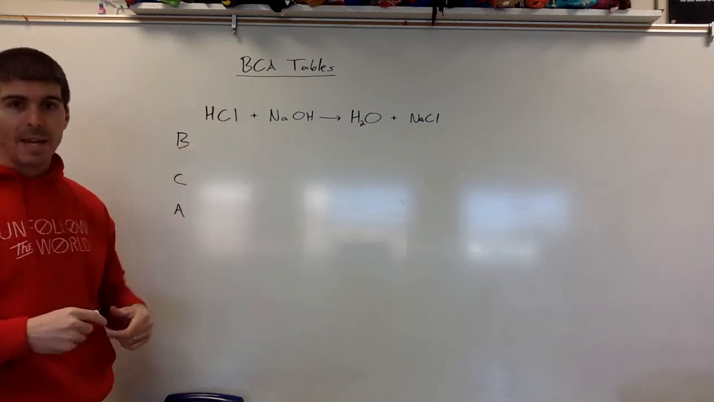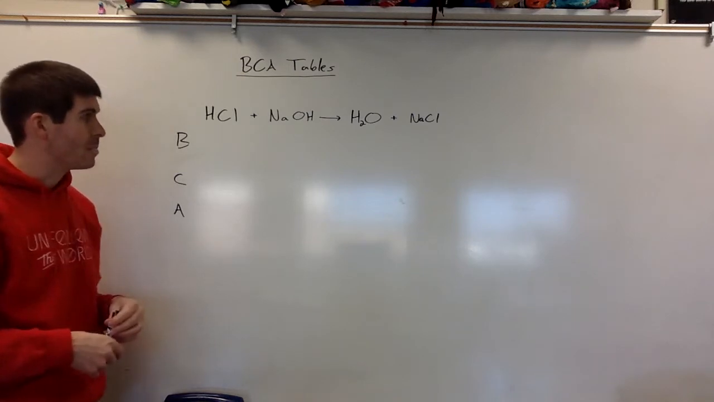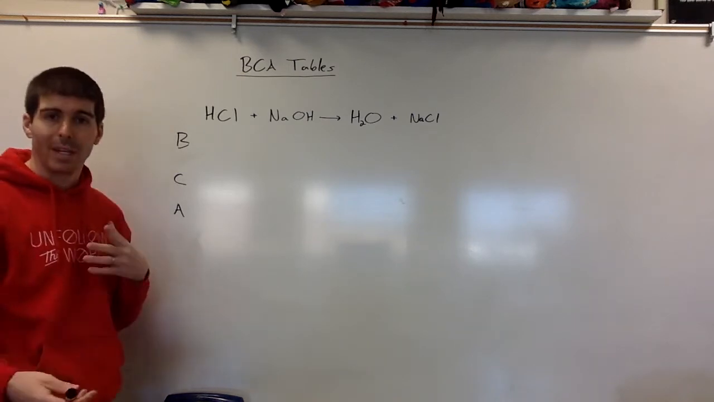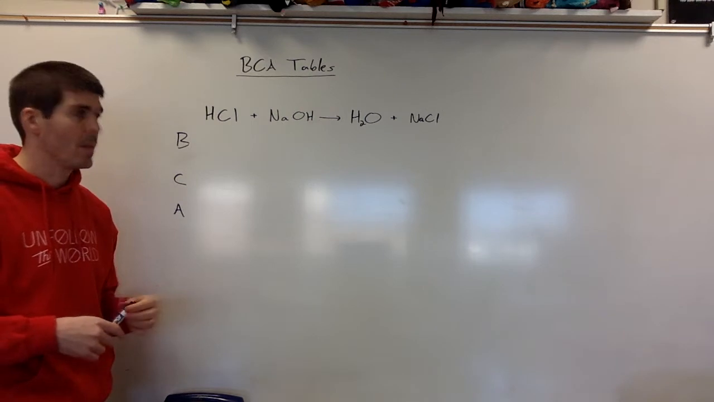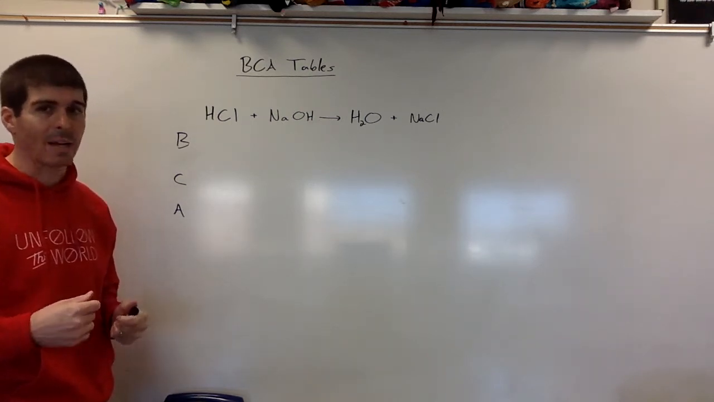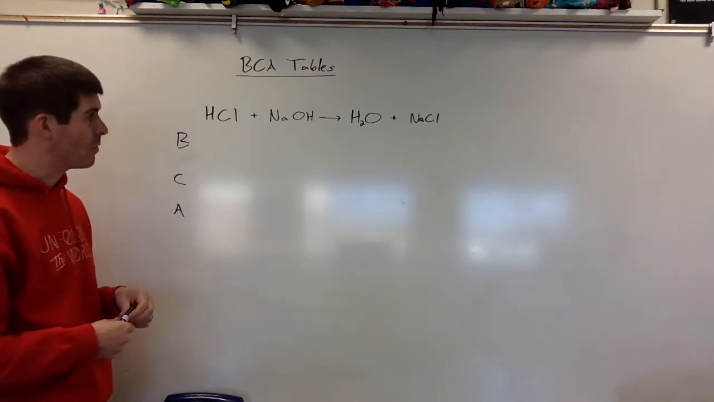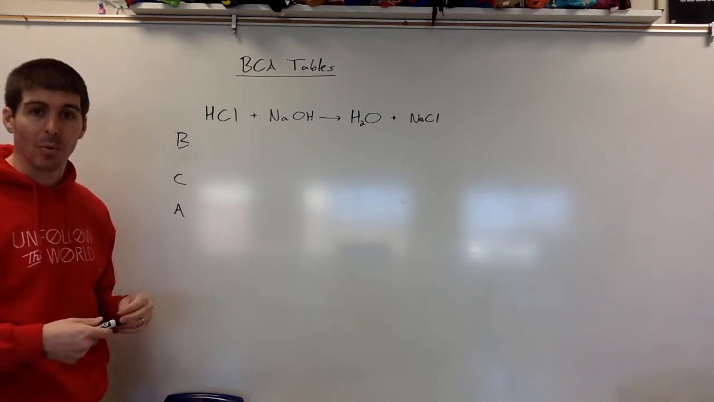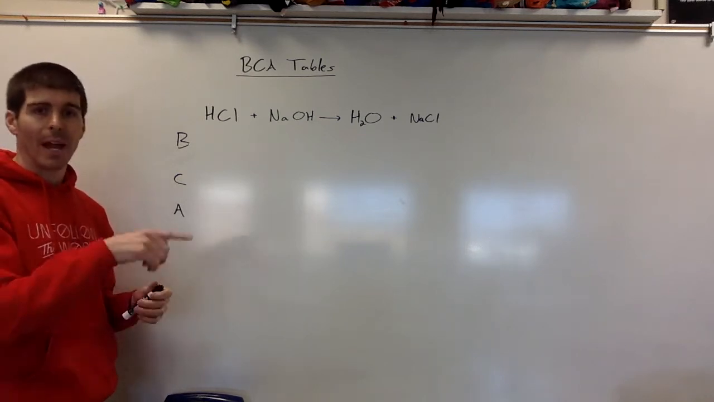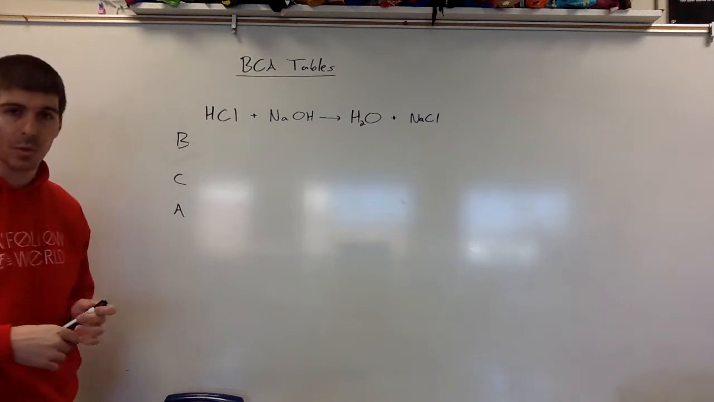A BCA table is another way in chemistry that we can keep track of what the limiting and excess reactants are, but it also tells us how much of the excess reactants are left over. So this is an alternative way to solve a stoichiometry problem with limiting reactants without actually setting up the dimensional analysis and canceling units out to do the stoichiometry.